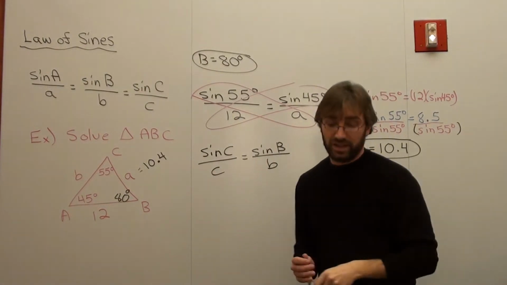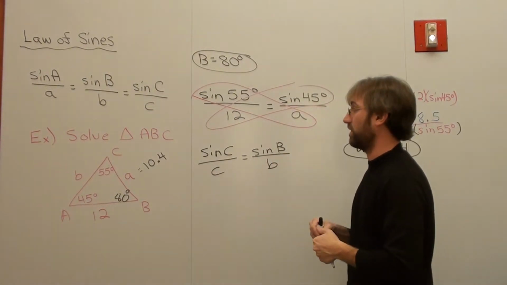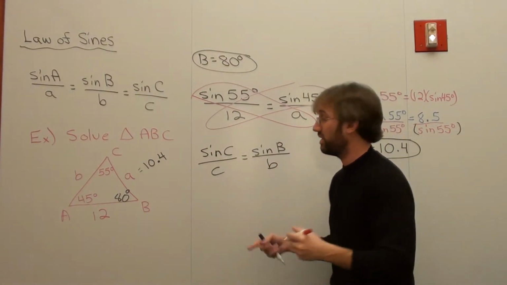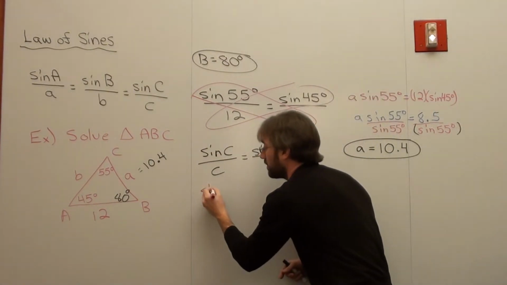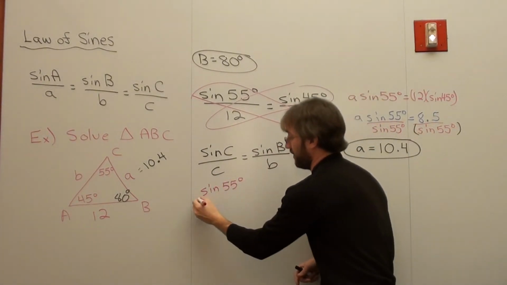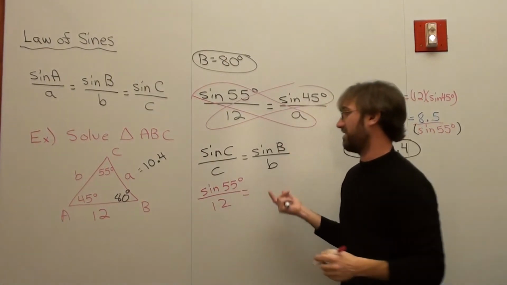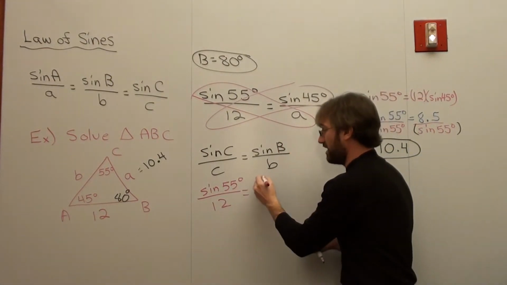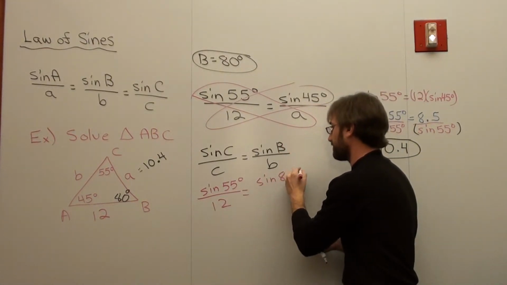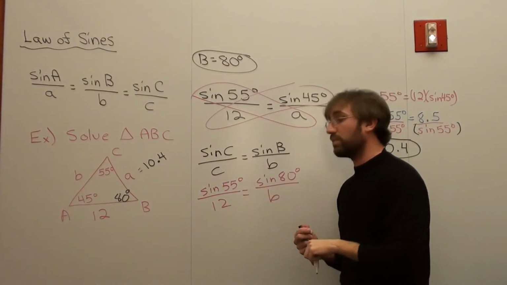So I do that. And then I go ahead and I plug in my numbers, or I substitute in my values appropriately. So I have the sine of 55 over 12. That's degrees, that is not just 55. Pardon me, over 12. Equals the sine of B, which is the sine of 80 degrees, over B, which I don't know. I go ahead and I cross multiply.